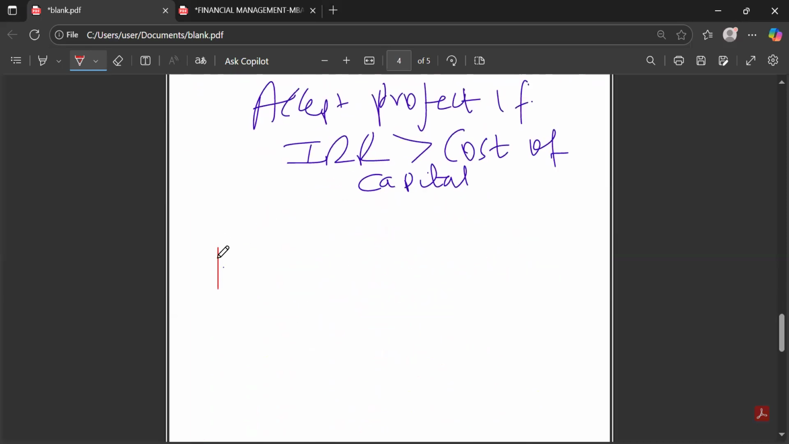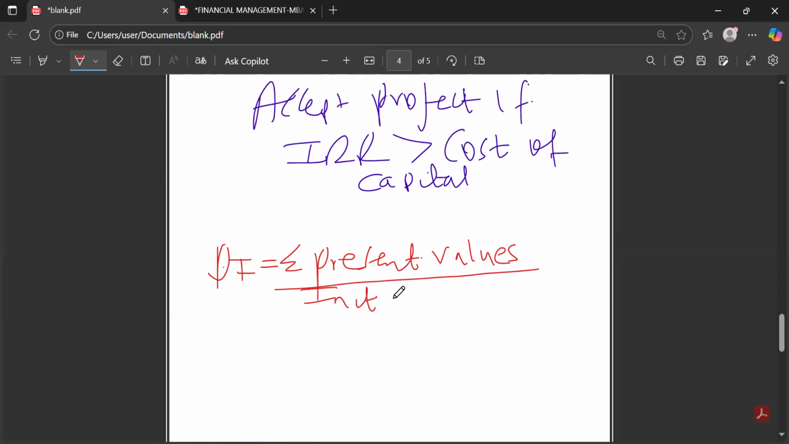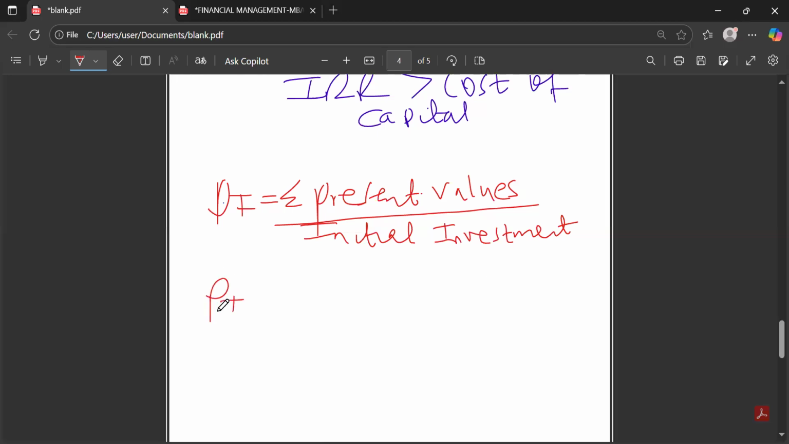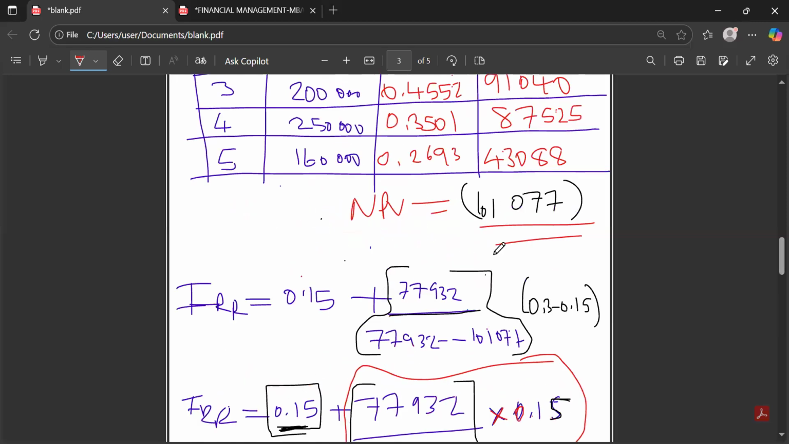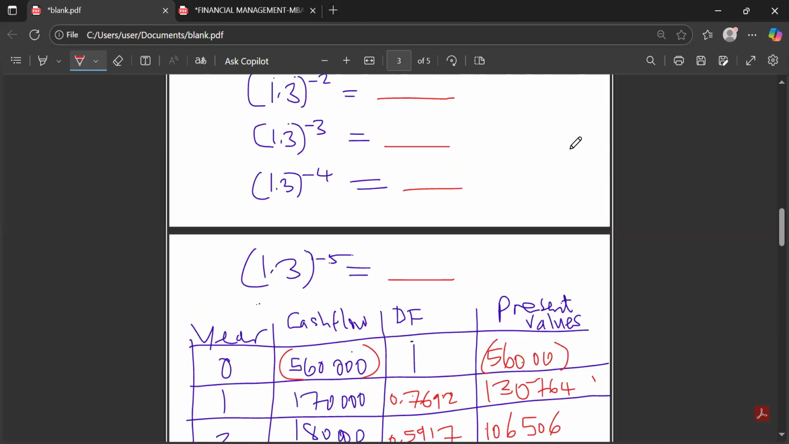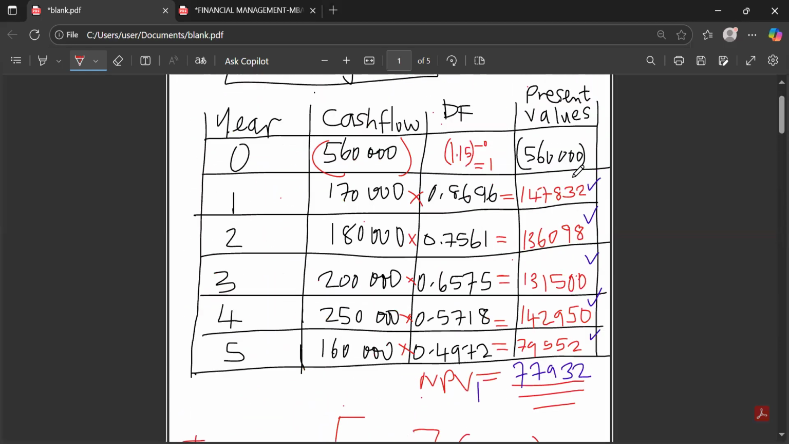And then the profitability index, PI, is equal to the sum of present values divided by the initial investment in the project. So you add the sum of the present values, the sum of these values here, and divide by the initial investment in the project. That's how you get the PI.